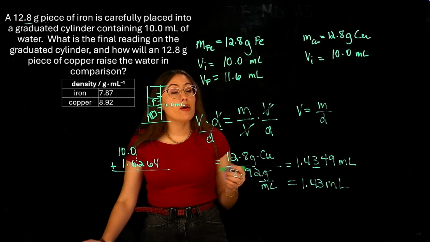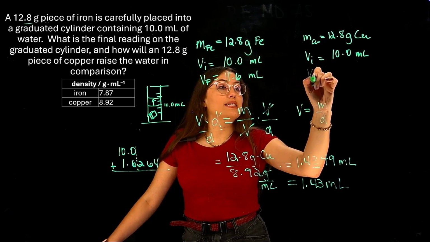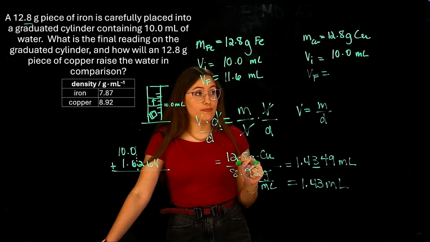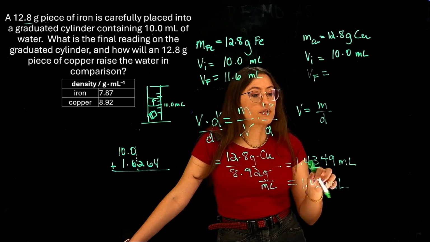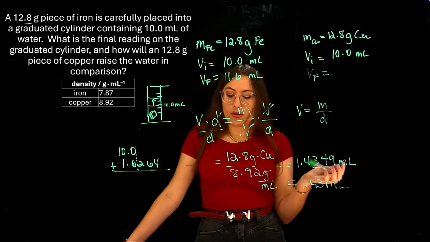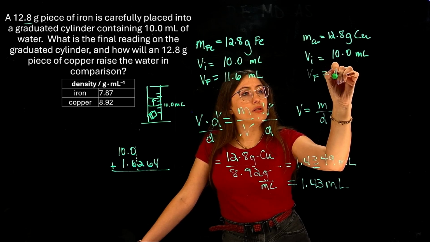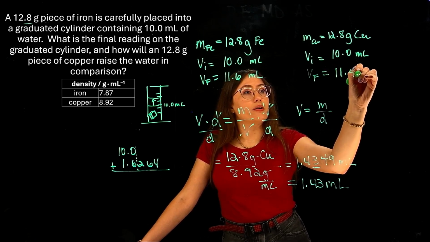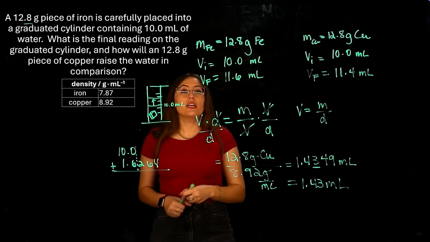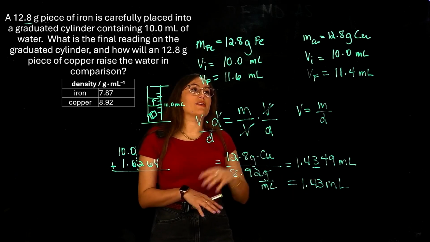The next step is to find the final volume for that displacement of water. We're going to do this by adding it to the 10.0 milliliters. Keep in mind you keep all your figures until the very end. When you're reporting out, we'll add this together and this will be equal to 11.4 milliliters.